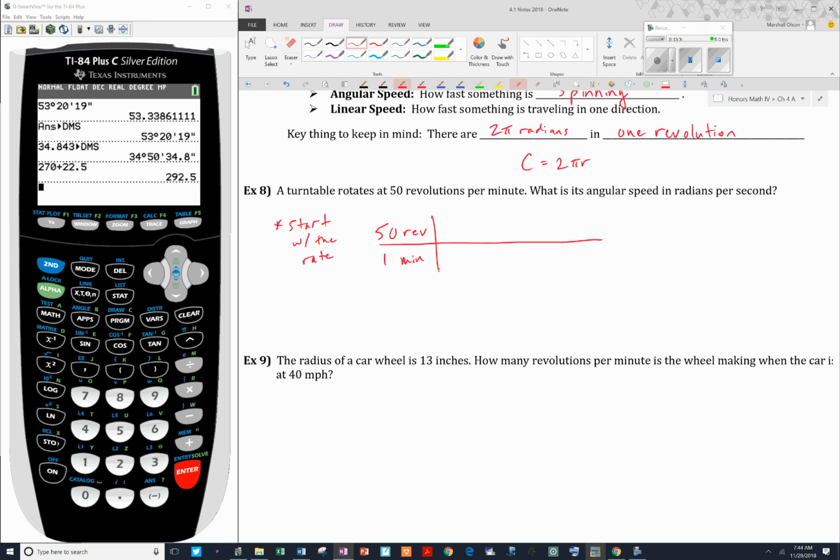Let's take care of getting the revolutions to be radians. So what we just set up above is pretty important. How many radians are in 1 revolution? 2 pi. That's huge, because then we can just say 1 revolution, so I can get those revolutions to cancel out, is equal to 2 pi radians. Revolutions are gone. Now, if I were to stop right now and multiply across, I'd be in radians per minute, but I want to be in radians per second. So our last conversion is going to be from minutes to seconds. Get those minutes to cancel out. And now we are in radians.